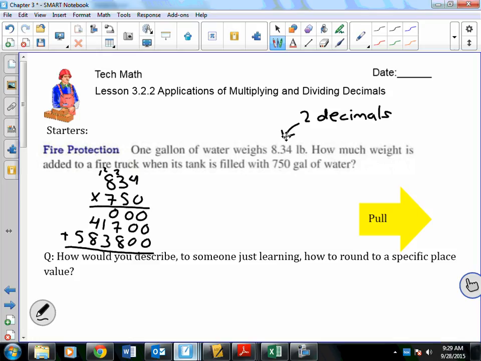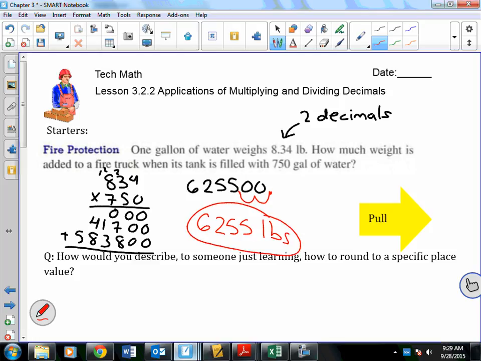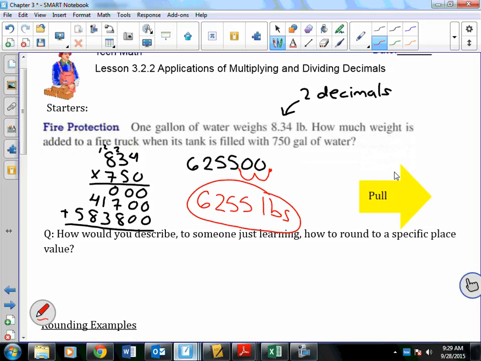Lining up all the place values correctly, I get 834 times 750 is 625,500. And the last thing I need to do is account for the fact that I was not using 2 decimal places, so this decimal needs to move over 2 to the left. So my final answer is 6,255 pounds is how much would be added to the fire truck. And that's an important thing to account for when accounting for maybe gas mileage of the vehicle when you add that much weight to it. So that's the review question from yesterday.